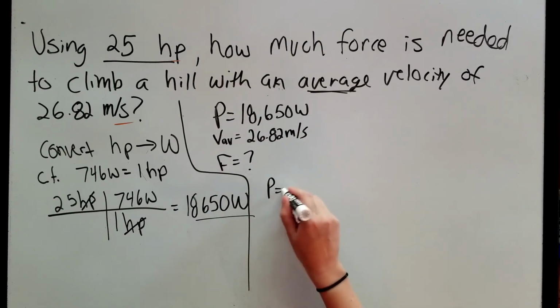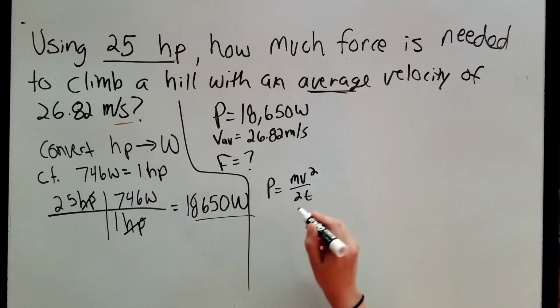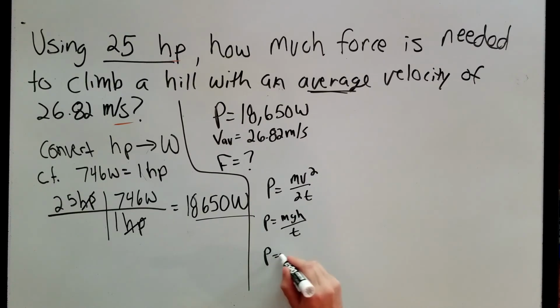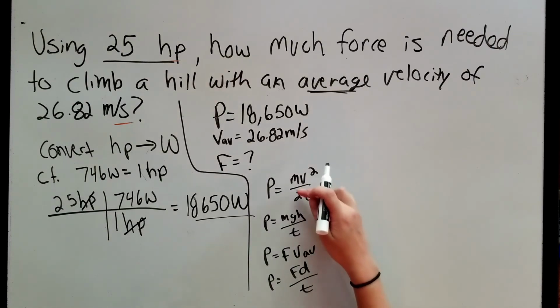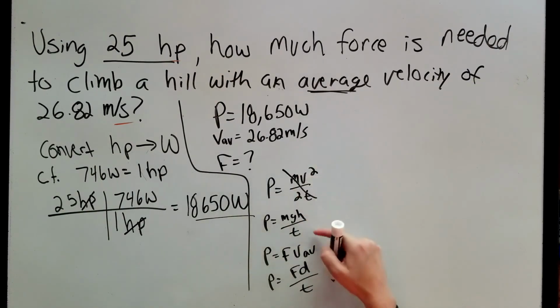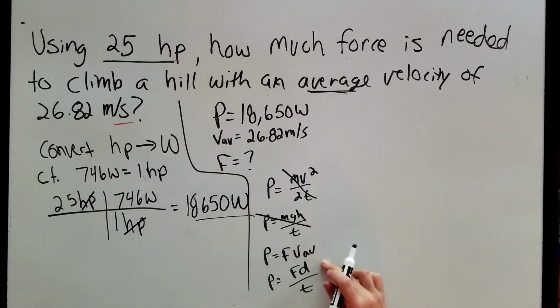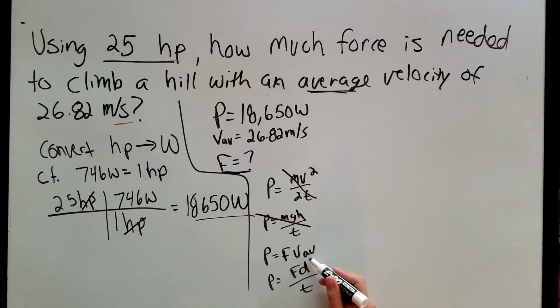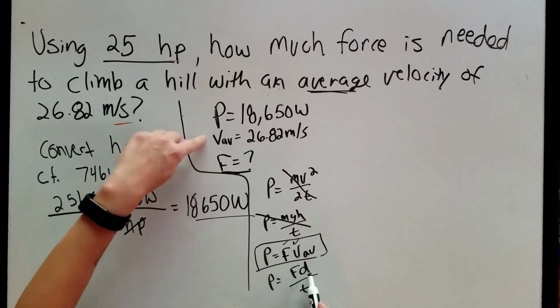So looking to my power equations, which equation is going to help me here? We got 4. Top one, I need mass, don't have it. Second one, I need mass, don't have it. Third one, I need force, do I have it? Yes, that's one of the things I'm trying to solve for. Do I have average velocity? Yes, I do. So check, check. So I can use this one. Now what about this last one? Force, yes. Distance, no.